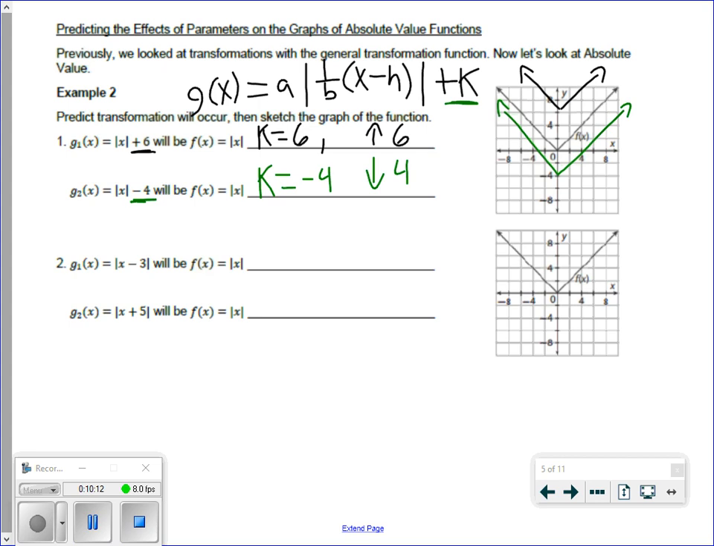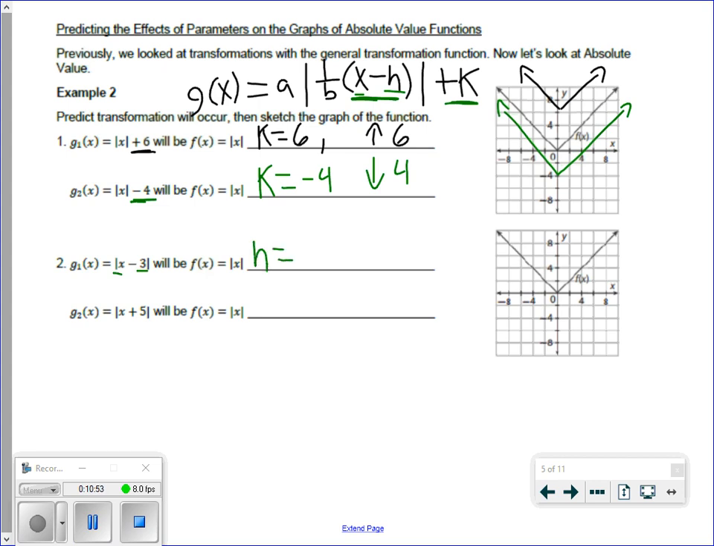All right, number 2, we have g sub 1 of x equals the absolute value of x minus 3, all that inside the absolute value function. So if we're going to take this and compare it to our general equation we have for the absolute value function up above, that x minus 3, we're subtracting 3 from the x value inside of the absolute value function. So to me, it looks closest to this x minus h, right? So that means our h is going to be our positive 3, right? x minus the h value, x minus your h value of 3.